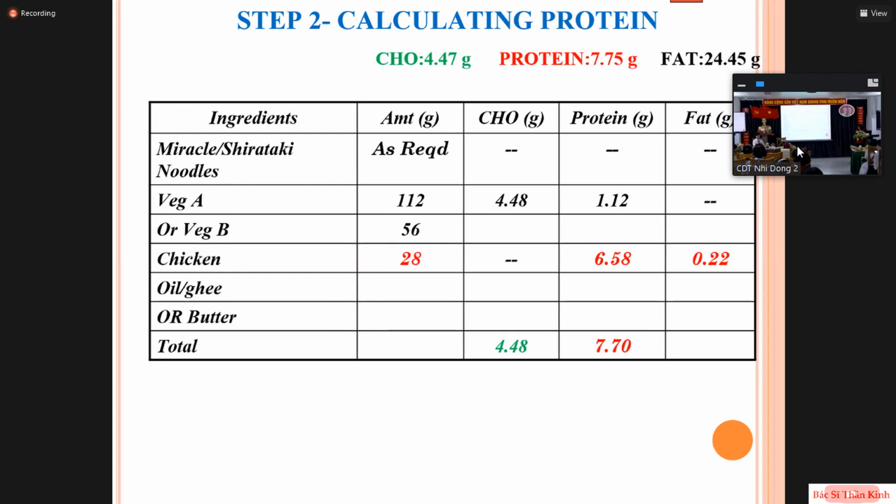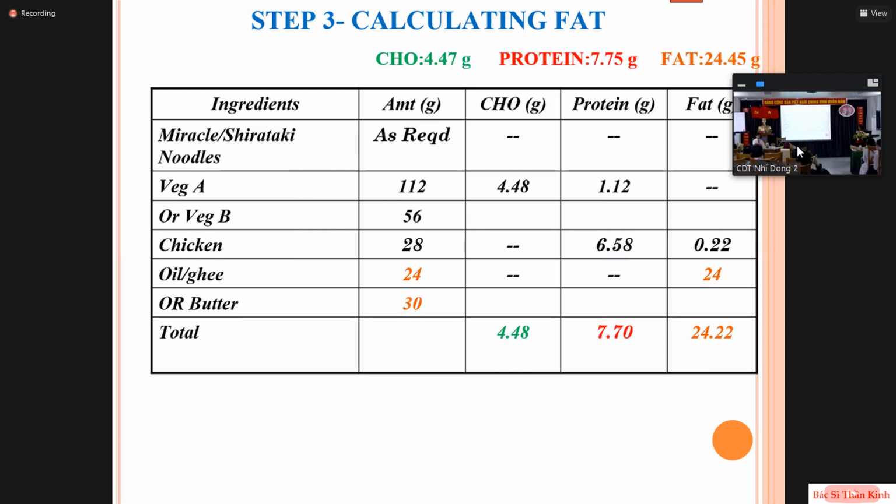Next, we proceed with the protein calculation. So the protein source is chicken. You first have to subtract the protein value from the vegetables. For the meal value for the protein, that is 7.75 minus 1.12, you get 6.58. And then we again do the cross multiplication. So 100 grams of chicken gives you 23.5 grams of protein, so 6.58 gives you about 28 grams of chicken. It also gives you 0.22 grams of fat. So you just do the addition, 6.58 plus 1.12. The value that you get is 7.70. So your protein calculation is also done.